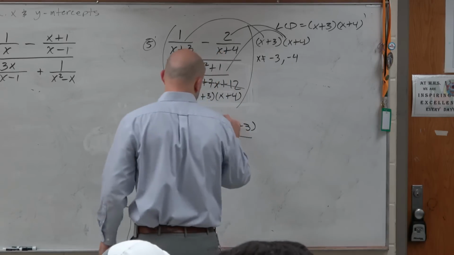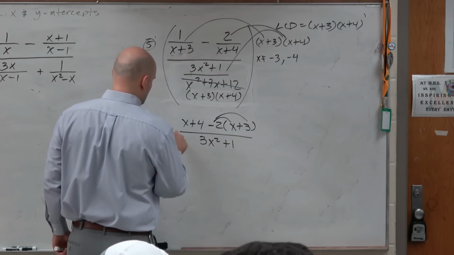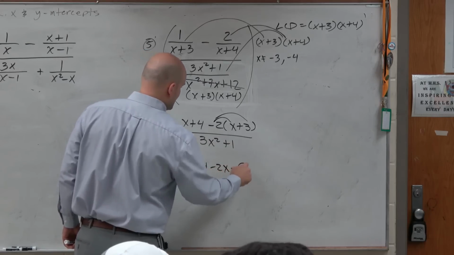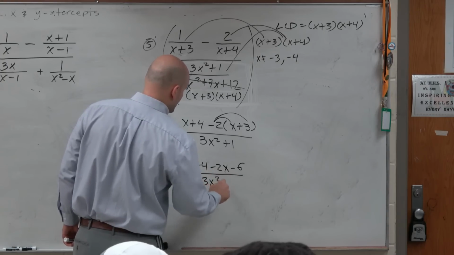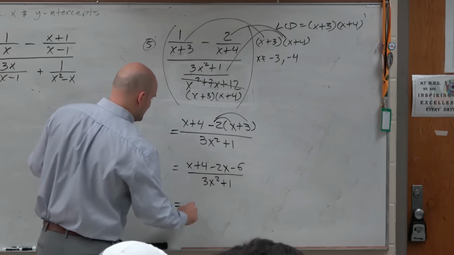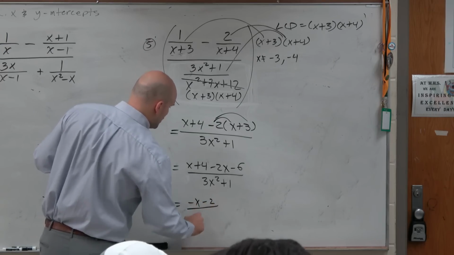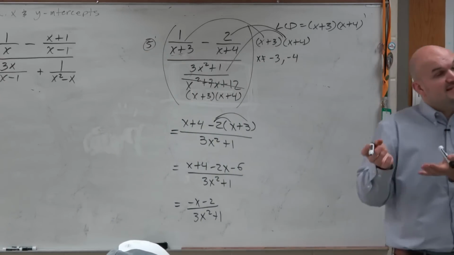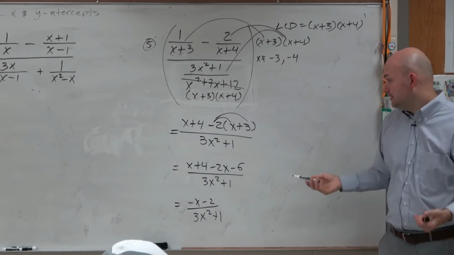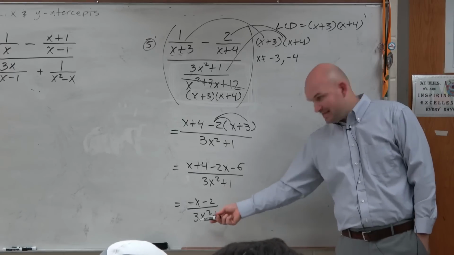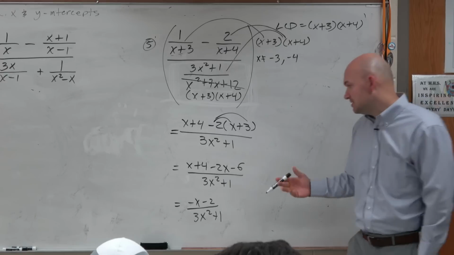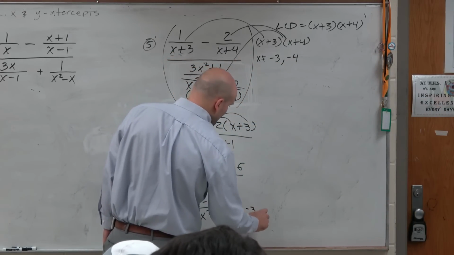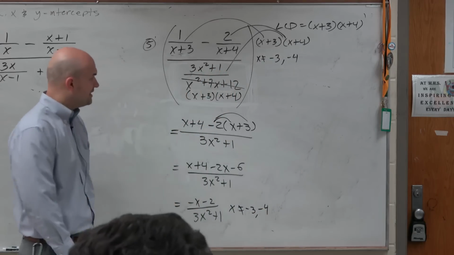So we can apply the distributive property. So we have x plus 4 minus 2x minus 6 all over 3x squared plus 1. And then we combine like terms, and we get negative x minus 2 over 3x squared plus 1. Now, the only thing we want to do once we have simplified it is see if there's been added any other constraints. And as you guys can see, the only values that make this denominator 0 would be those imaginary numbers. So my final answer on my multiple choice test would be x cannot equal -3 and -4. And that'd be your simplified answer.